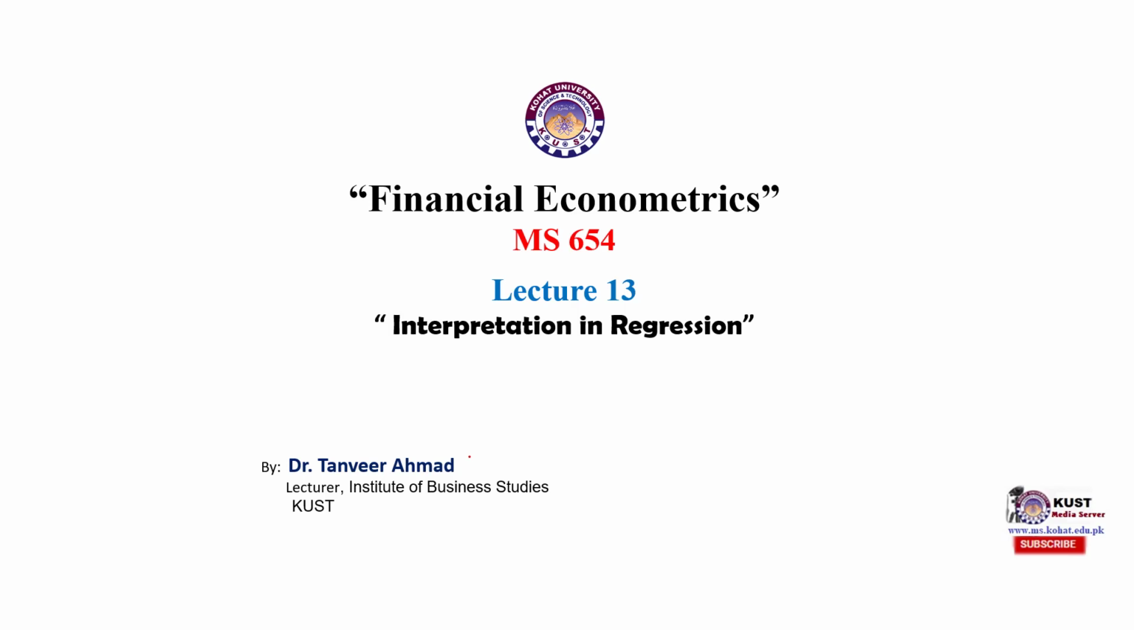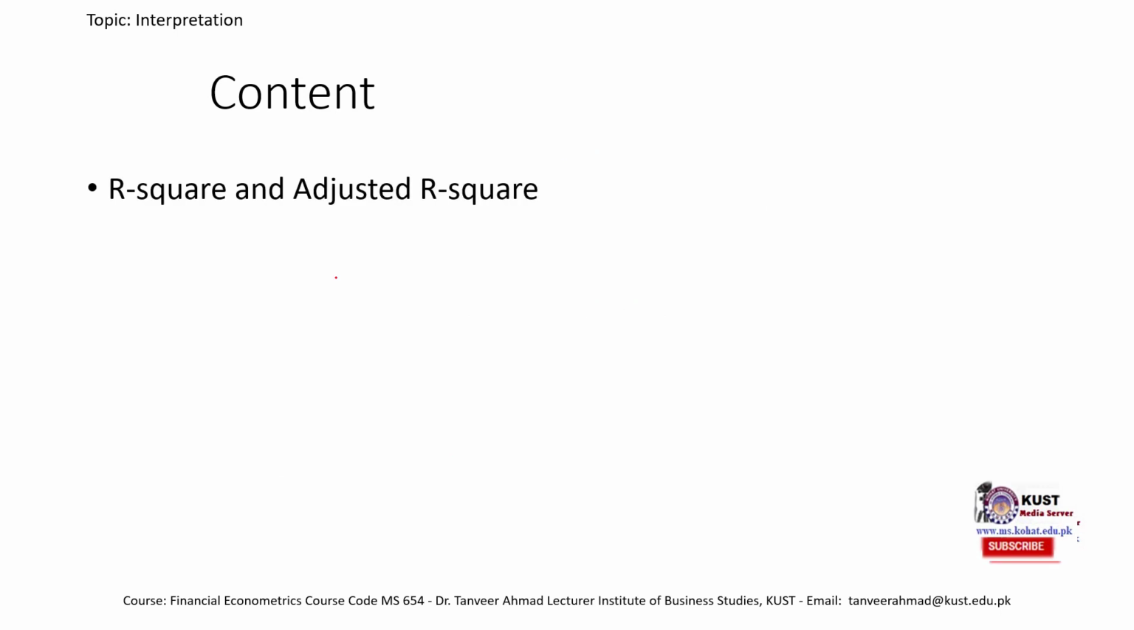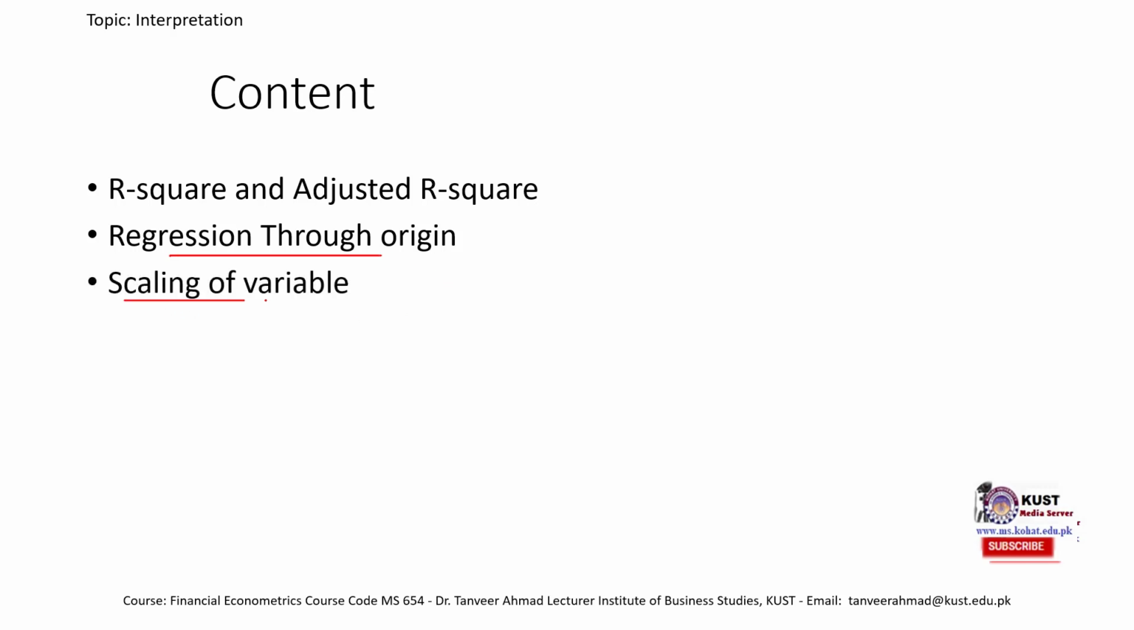Welcome to lecture 13 of Financial Econometrics, and in this video we are going to cover the interpretations of certain elements or different types of regression model. Moving towards the contents, we will try to understand or interpret the R-square and adjusted R-square. We are going to understand regression through origin, and then we will see how we interpret the variables when they are on different scale.